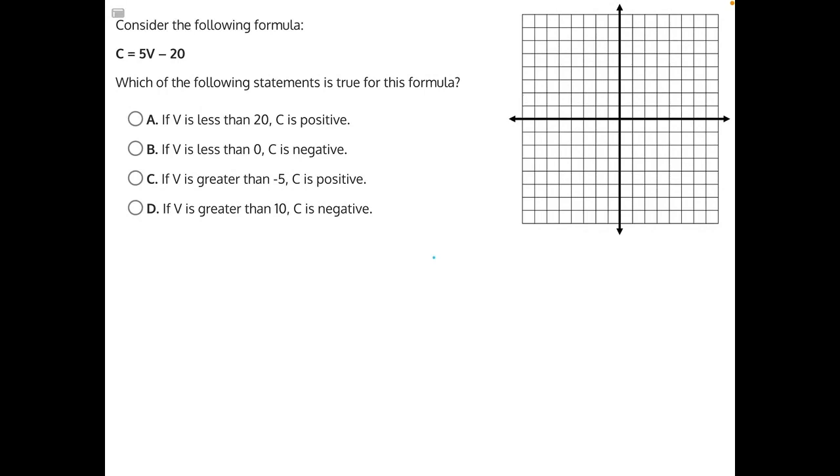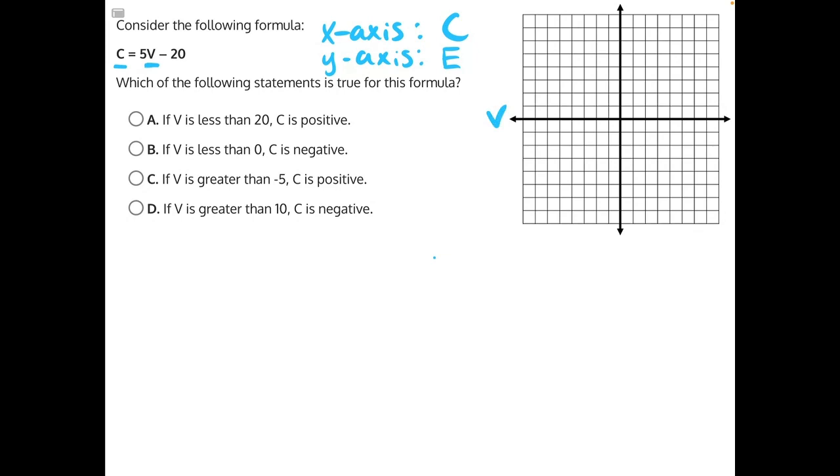To solve this question, we're going to need to graph, but before we do that, we need to label our axes in terms of c and v. Our x-axis is always going to be our cause variable, and our y-axis will always be our effect variable. So if we take a look at our answer choices, we can see that v is always the variable that is affecting our c variable. If v is this, then c is this. So we can label v as our x-axis and c as our y-axis.